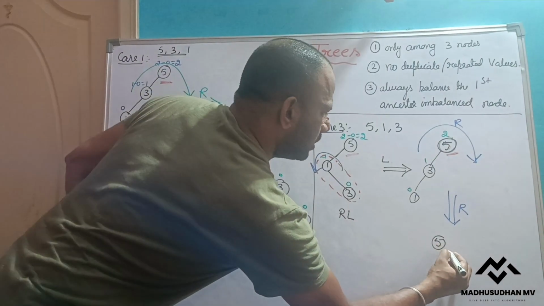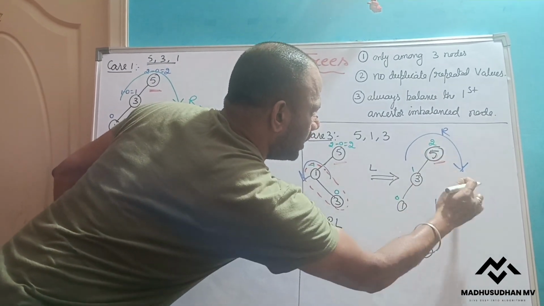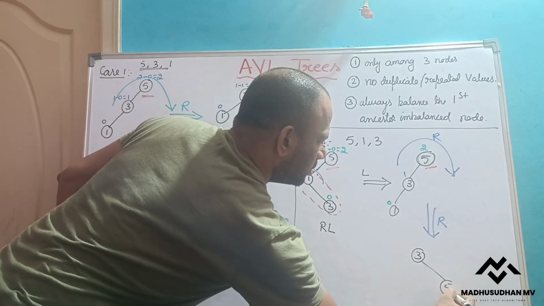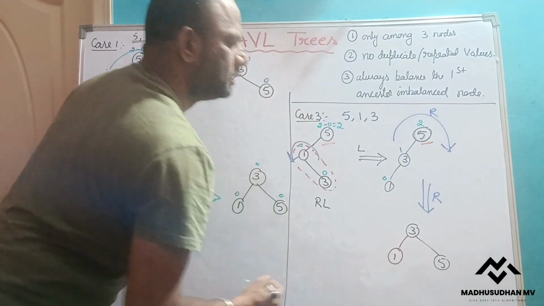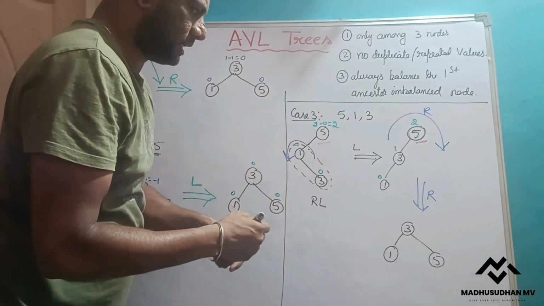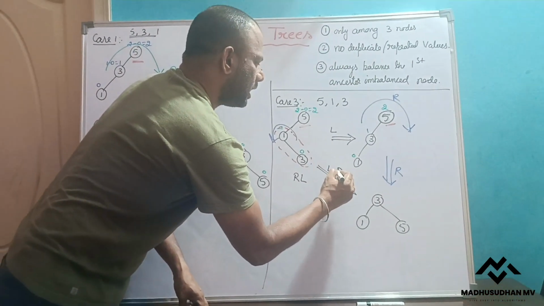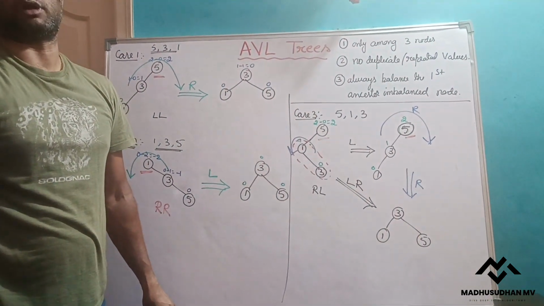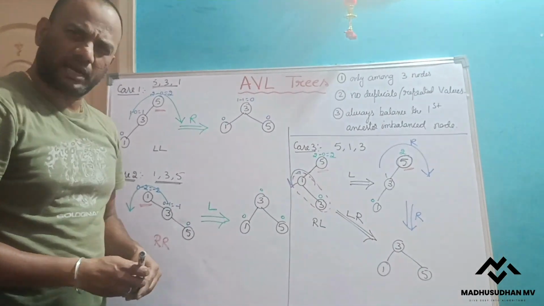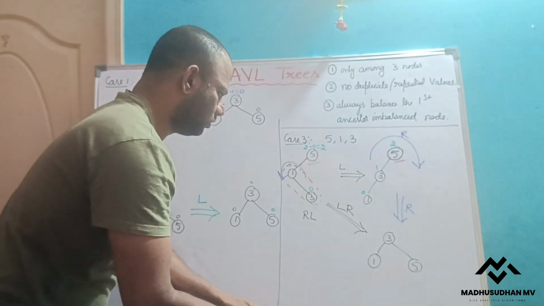So 5 here, okay, not 5 here. 3 goes in this position, 5 comes here, and 1 goes here. This is balanced. So that means directly I can say I did here a left first and then a double rotation, left right rotation. Or you can also do it directly. How directly? I will show you.